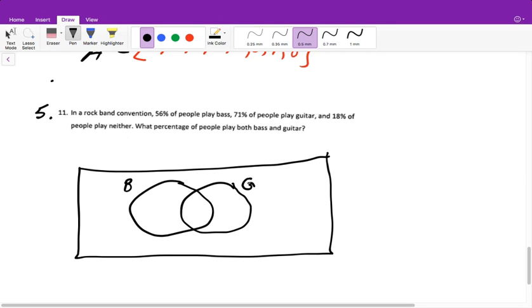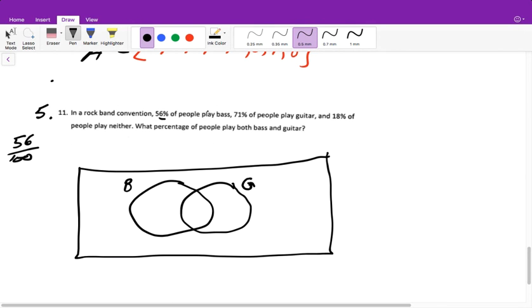When you see it's percents like this, you can just forget about the percents and just write 56 or 71, 18, because it could also represent 56 out of 100 people. So you can just think of it as a whole number, and then when you're giving your answer at the end, you can just write percent at the end. So it says, we want to know how many people play both bass and guitar.